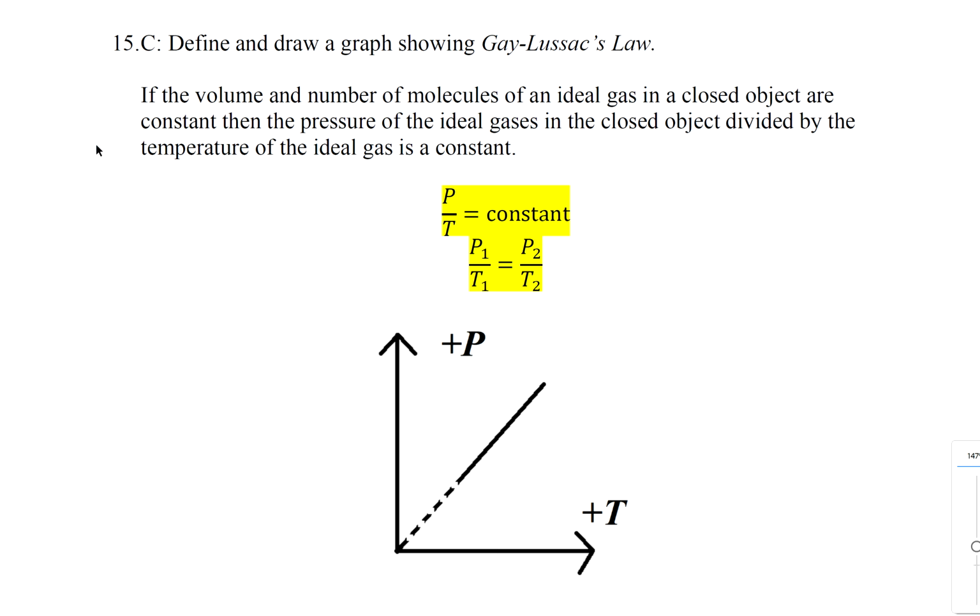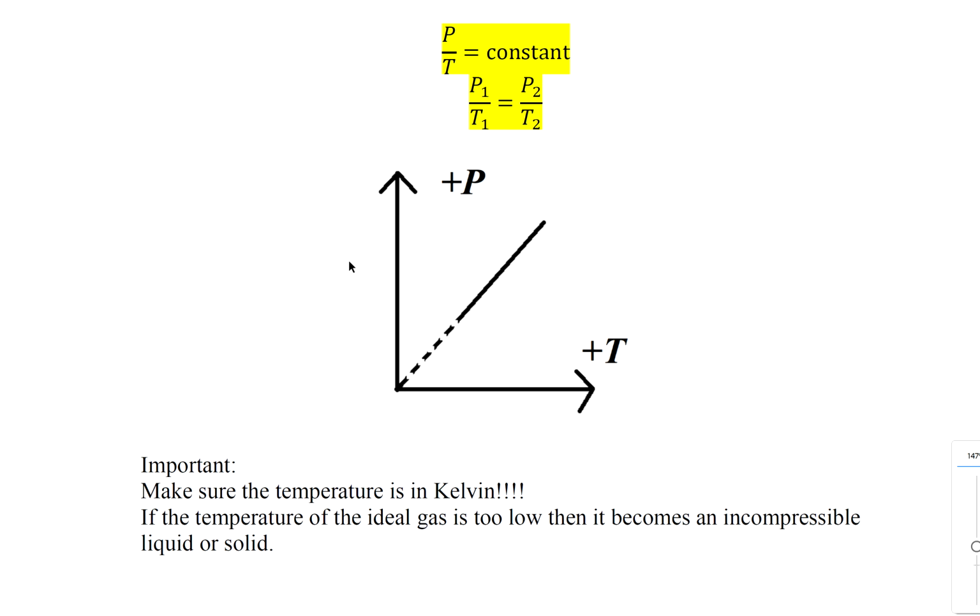Question 15. Define and draw a graph showing Gay-Lussac's law. If the volume and number of molecules of an ideal gas in a closed object are constant, then the pressure of the ideal gas in the closed object divided by the temperature of the ideal gas is a constant. So P, pressure over temperature, is equal to a constant. So we have this graph here.